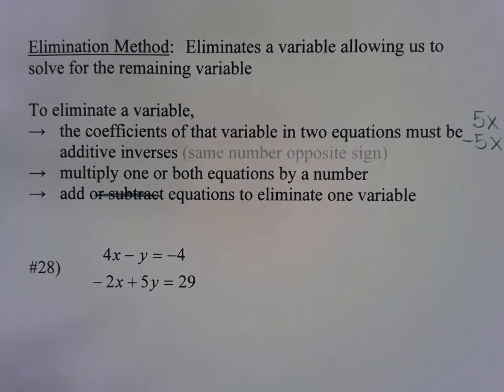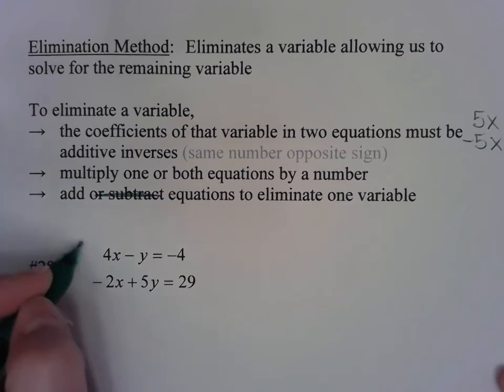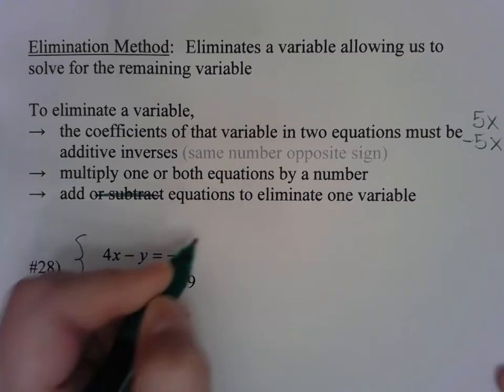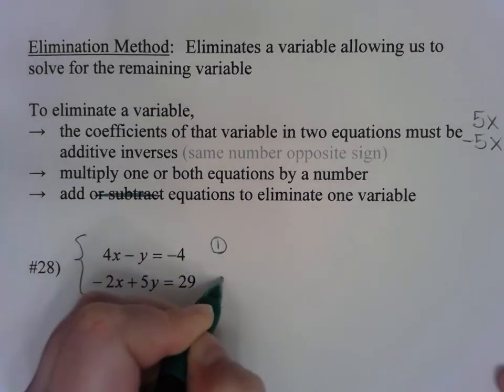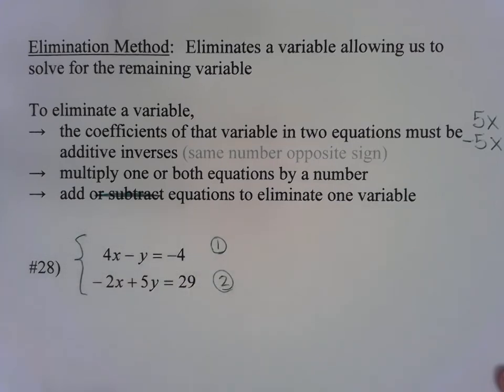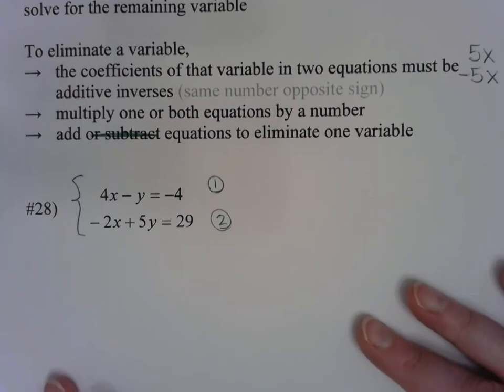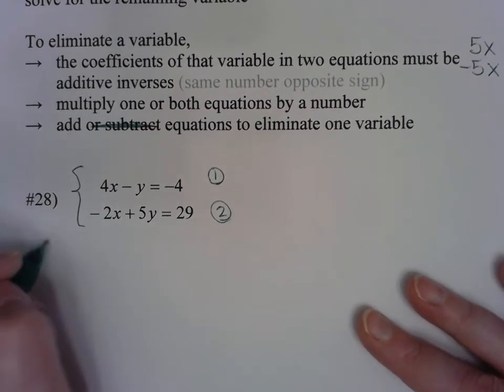And just like with the last method, I can choose which variable I'd like to eliminate. I can look at it and see which one looks easier, but I can really eliminate either variable for any problem. So the question is, which variable would you like to eliminate? Why don't we eliminate x?